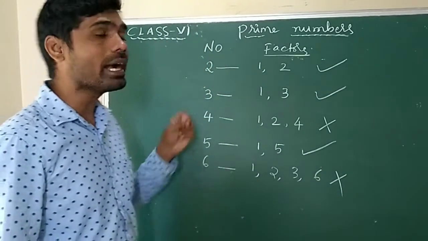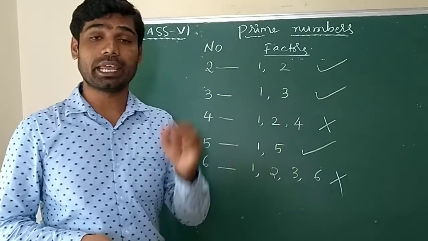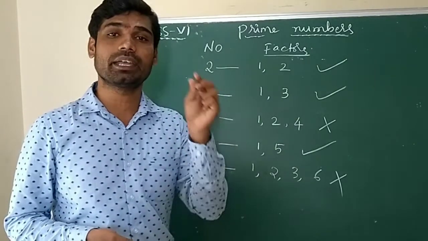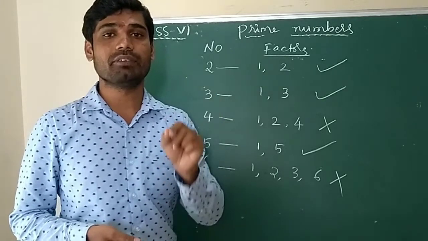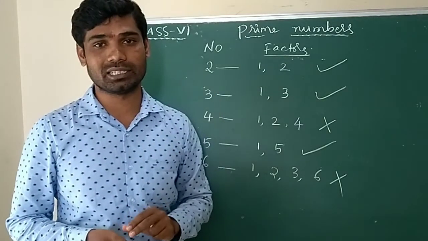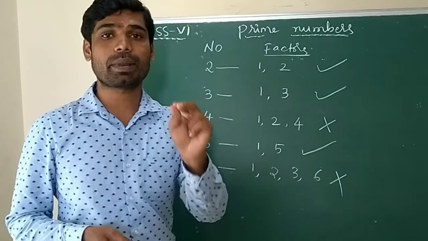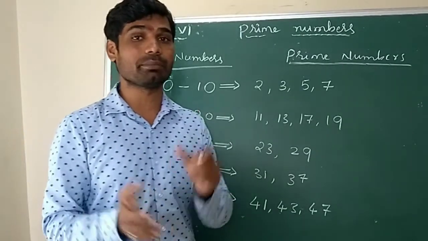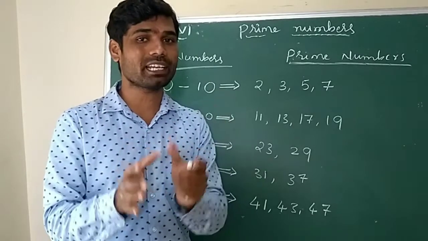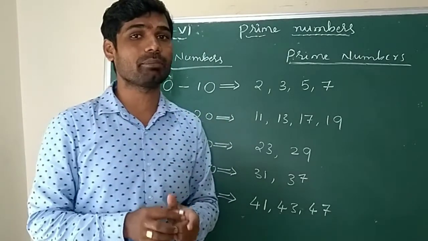So what is a prime number? A number which is divisible by 1 and itself. Simply we can say, which has two factors, that is called a prime number. So now you can see the prime numbers between 0 and 50. What are the prime numbers? Then how can we remember them easily?